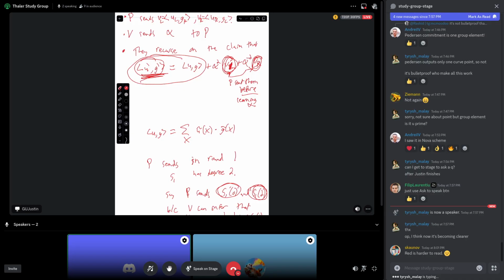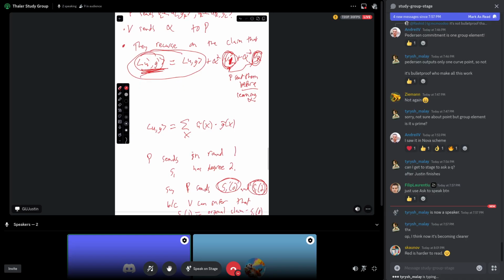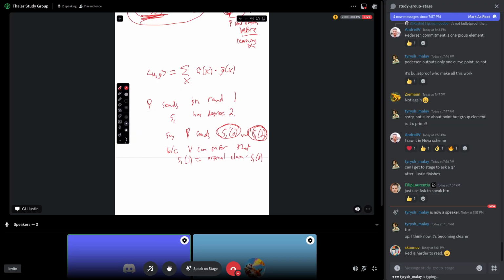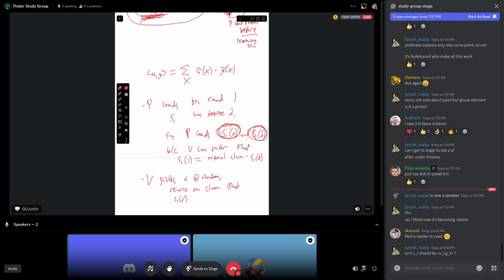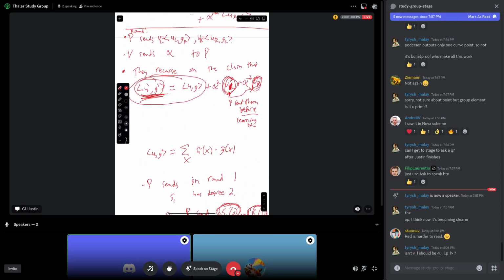And so in the sum check protocol, at the end of round 1, after the prover sends S1, the verifier picks an R at random from the field and recurses on the claim that S1 of R equals something. This verifier picking R at random from the field in round one, let me call it R1, is completely analogous to the Bulletproofs verifier picking alpha at random in round one.